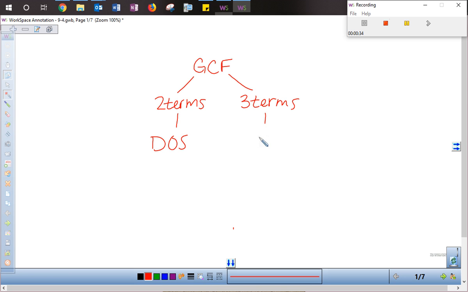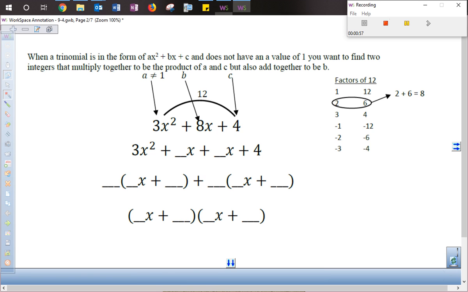If it's three terms, the first thing we learned how to handle was easy factoring, and we can use easy factoring if our a value is equal to 1. But what happens if our a value is not equal to 1? What do we do if there's a number in front of that x squared? Well, that's when we're going to do something called frowny face factoring, which is also called factoring by grouping. So let's look at an example on your worksheet.